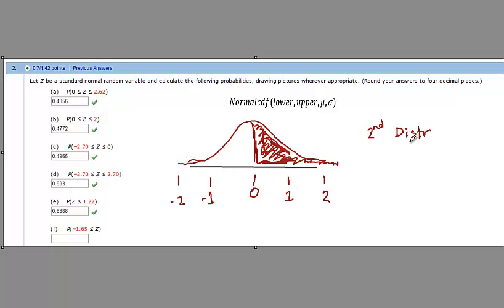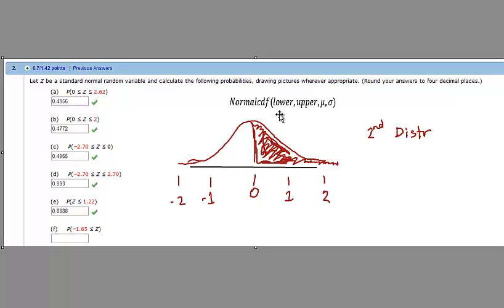I would scroll down to normal CDF, and then the Texas Instruments calculator makes you put in your entries in this format. You need the lower entry first, then the upper, then your mean, and then your standard deviation. The newer calculators actually have the words for you, which is very nice. The older calculators, you just have to know that this is the syntax. I would write this on a note card so that you would know what your syntax needed to be if you had an older Texas Instruments calculator.